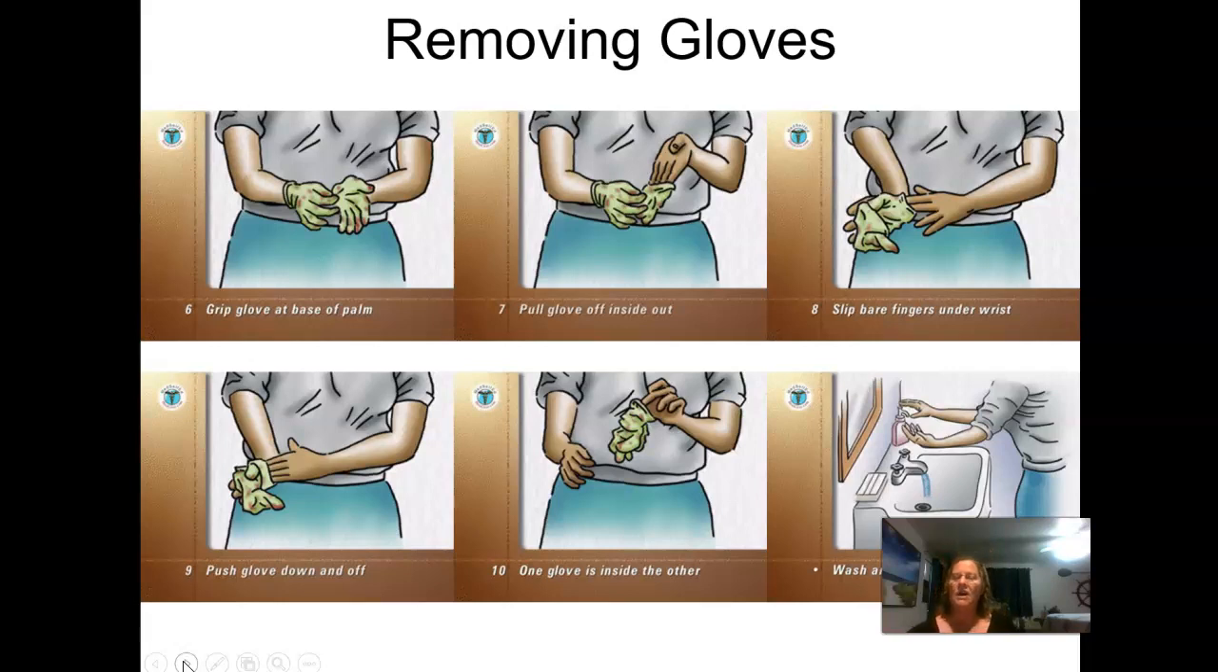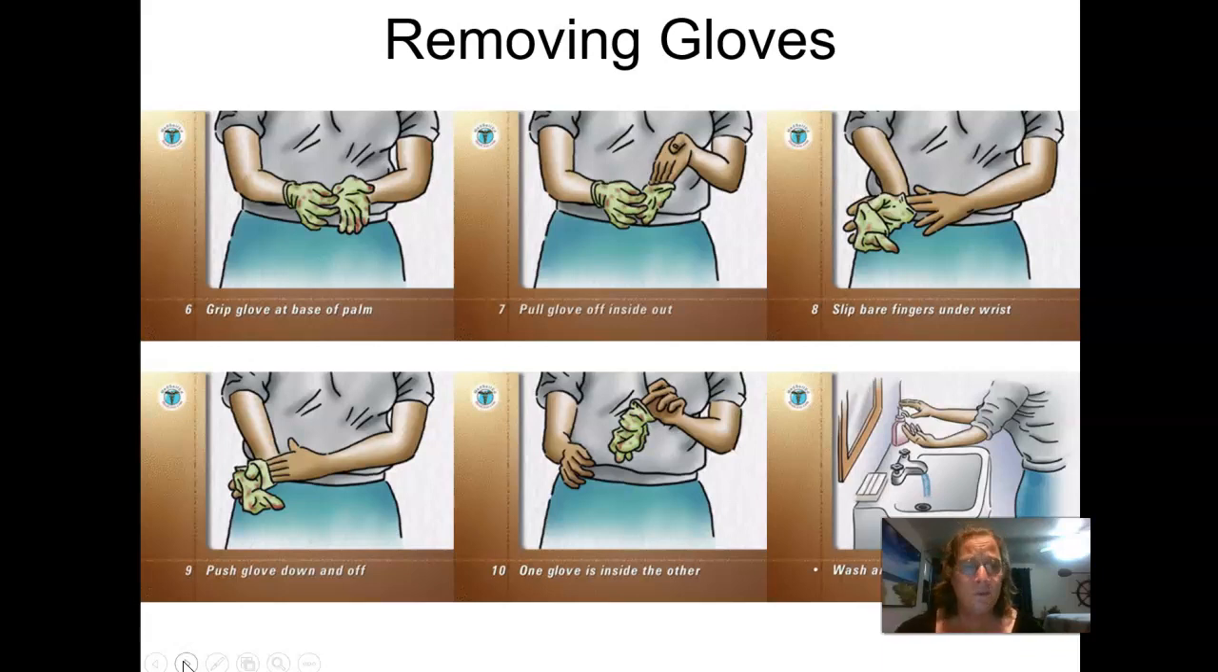When we take gloves off, you pinch the first one at the palm of the hand or right at the wrist area. You pull it inside out and all the way over into your other hand. And then you slip your fingers under the other glove, and it's going to come underneath the glove and pull the second glove over the first one, and you throw them away. And I will show you a video on this as well.